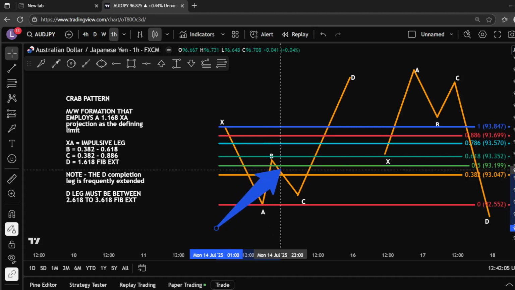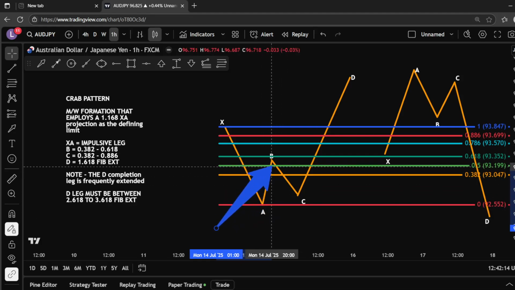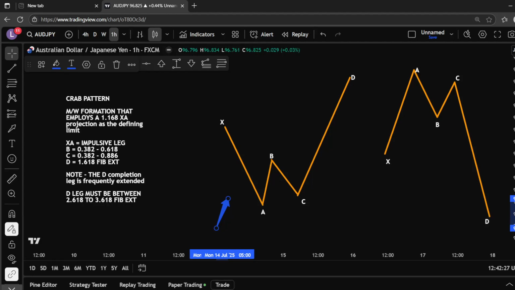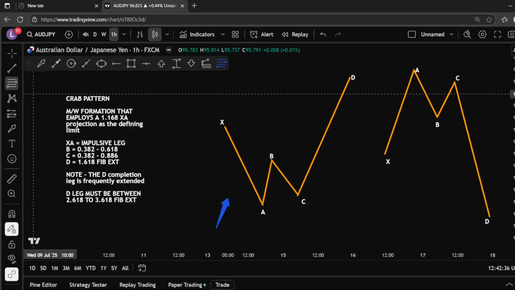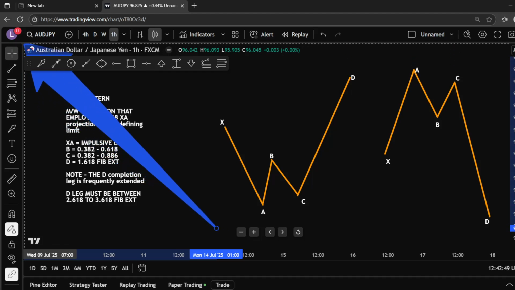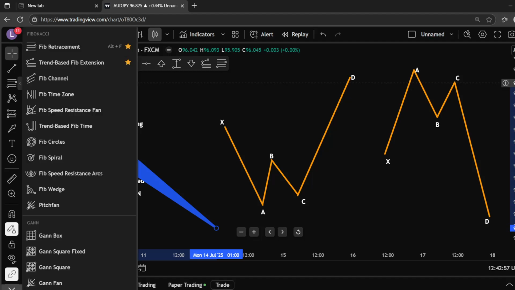Then the retracement that forms our C leg must not exceed our A, and must be between 0.382 to 0.886. I'll show you what I mean. To measure your C leg, if you're in doubt, you take the fib retracement. By the way, just in case you don't know how to get it, you go to the left of your TradingView, not the first one, not the second one, the third one. You click on it, and then you have your fib retracement and your trend based fib extension.